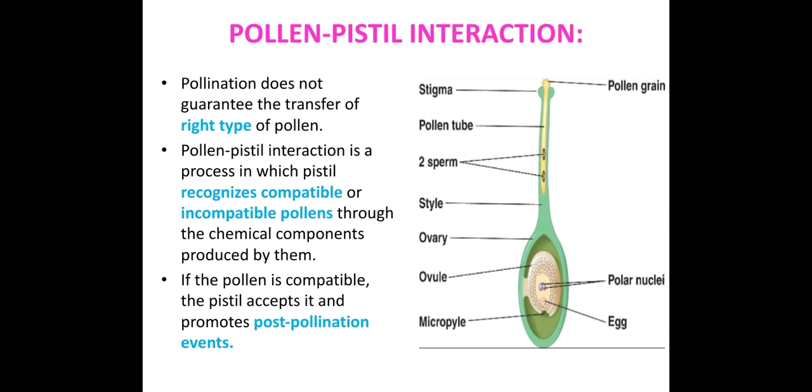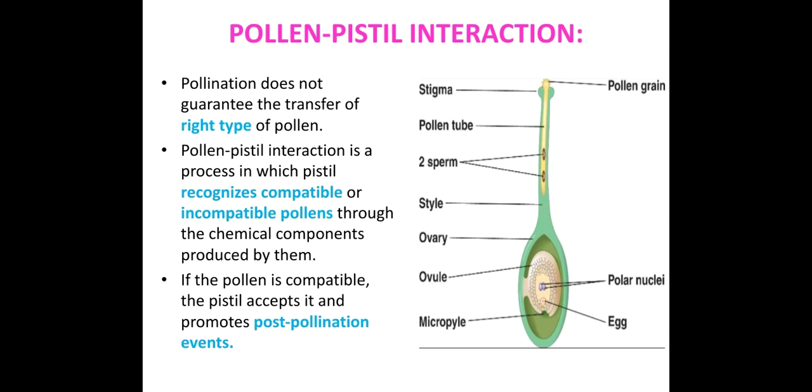Okay, so we'll see 2 conditions here. First, if the pollen is compatible, if the pollen is good, then the pistil accepts it and promotes the post pollination events. If it is good, without any disease, without any problem, then the pistil will accept it and promote the post pollination events. What are the post pollination events? That is pollen germination and pollen tube growth. These are the 2 post pollination events which will happen first, then there is a further process.